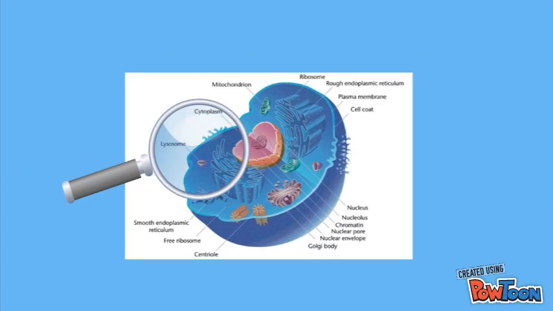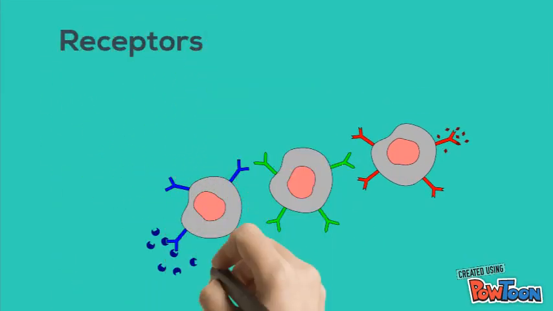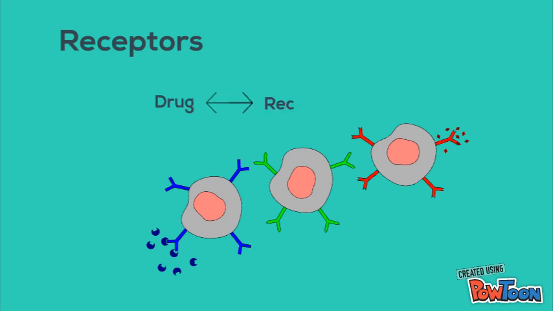Now let's look at this on a cellular level. Receptors are located primarily on the cell membrane but can be found within. Medicines bind to these receptors, forming a drug-receptor complex. This in turn changes intracellular processes depending on the medicine.